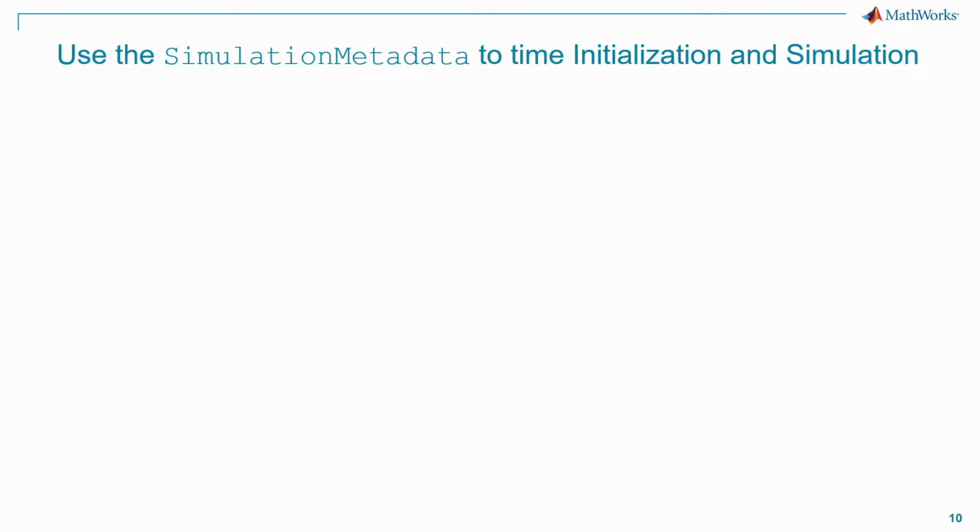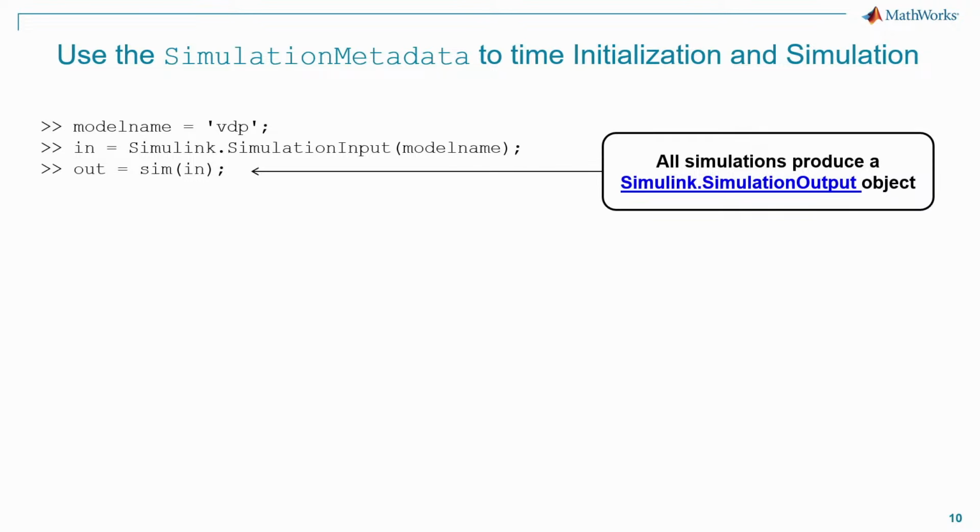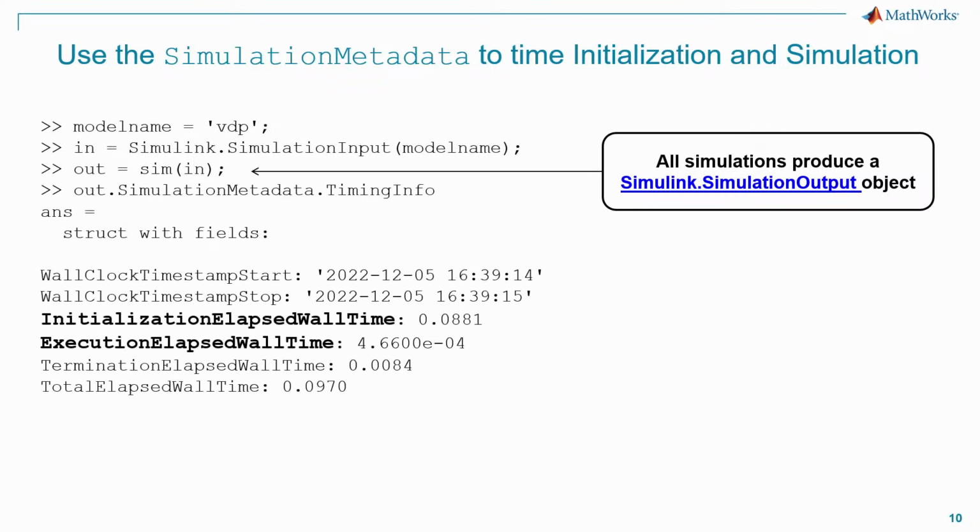So the better version is to use the simulation metadata. And so what is the simulation metadata? Well, first, whenever we run a simulation in Simulink, either from the command line or from the run button, we'll get a simulation output object, which is like that out object that you see here. And inside the simulation output object, we're going to have the simulation metadata field that's going to contain a lot of useful information for us.